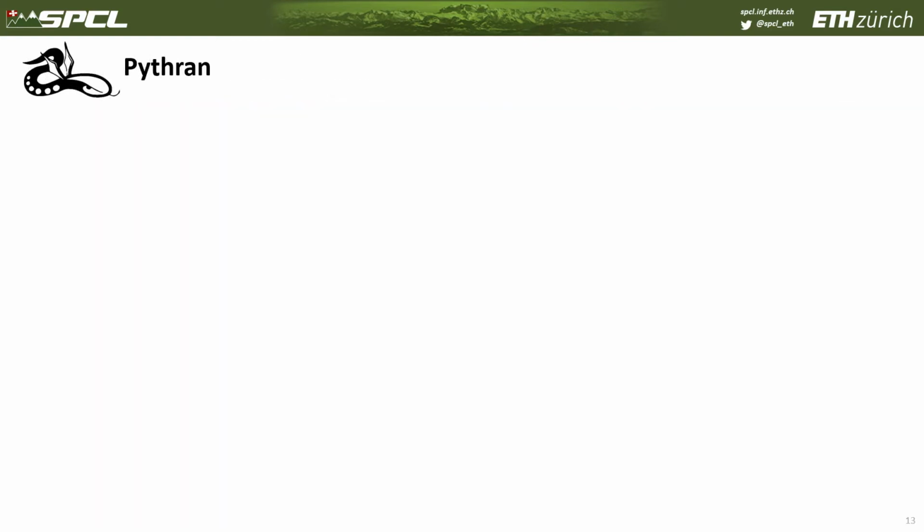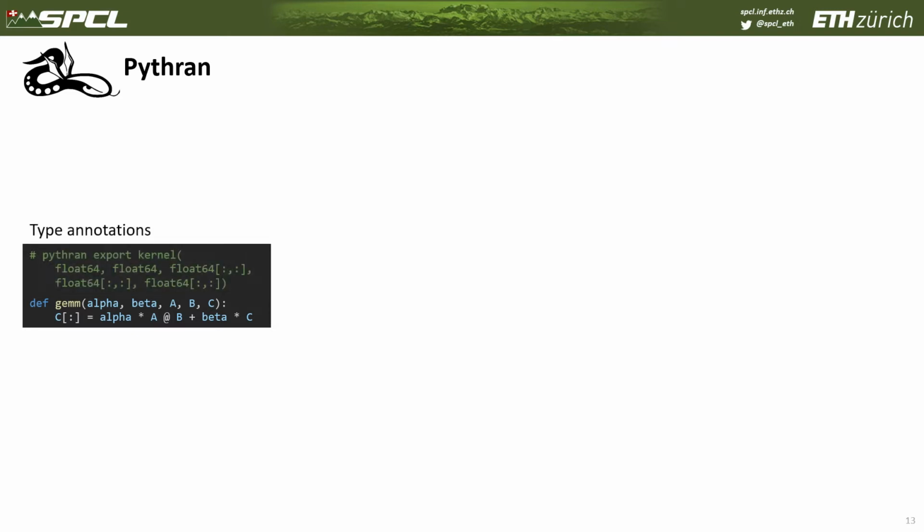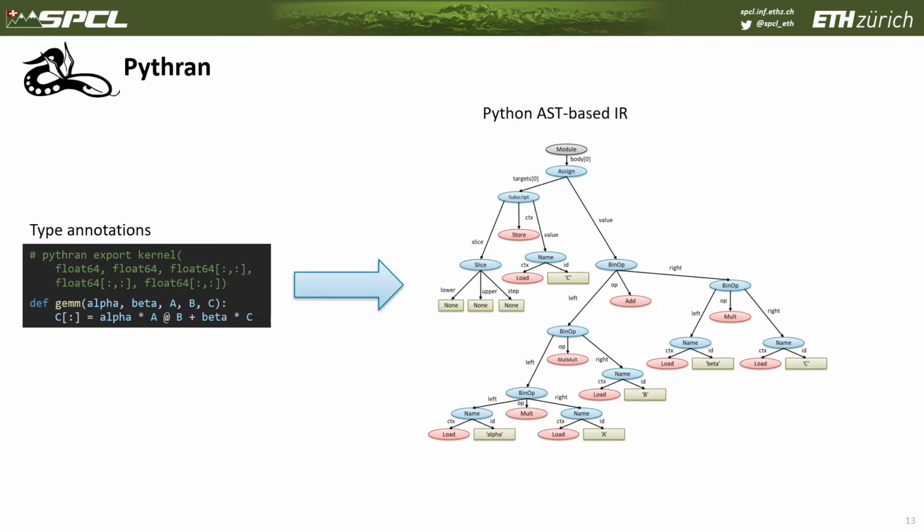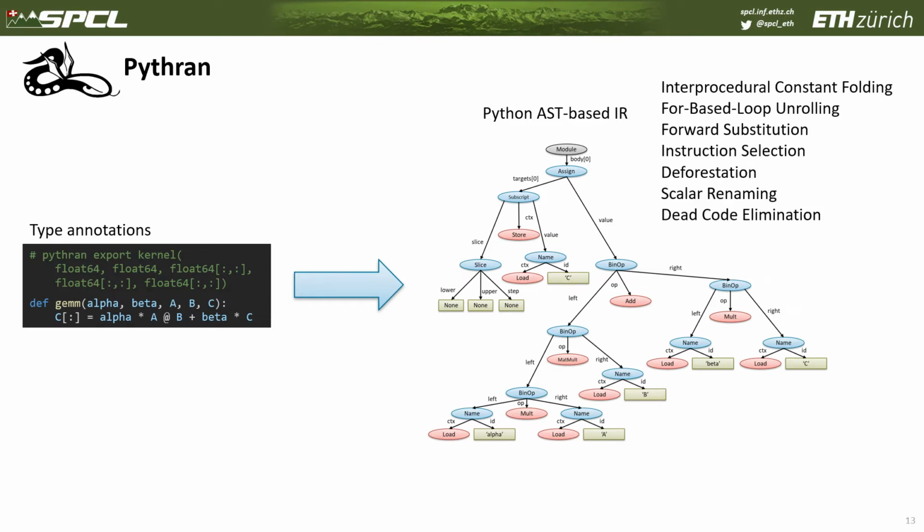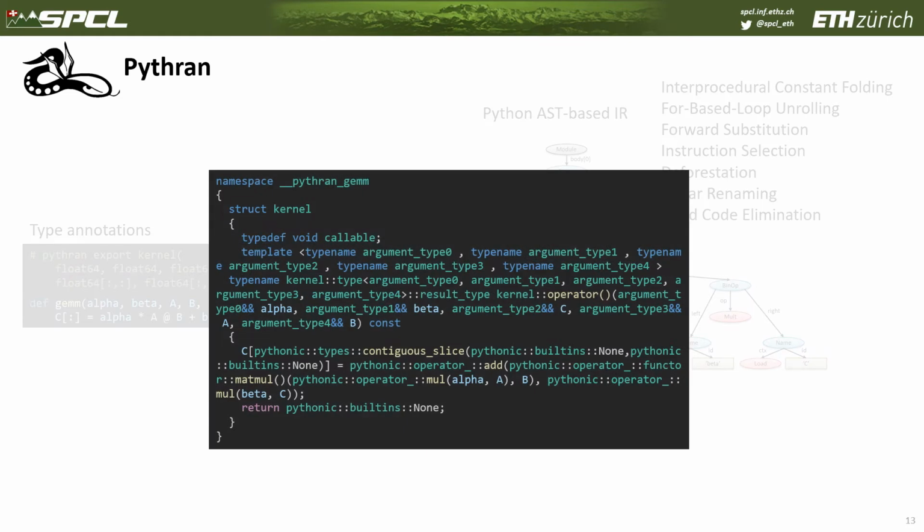We start with Pythran, which is a static compiler for a subset of the Python language, including support for NumPy arrays and routines. To optimize the method with Pythran, we can optionally annotate the data types of the method's arguments. Pythran will then convert the method to an intermediate representation that is based on Python ASTs and apply on this IR an assortment of optimizations, for example, constant folding, for loop unrolling, forward substitution, and others. Finally, Pythran will output templated C++ code that we can convert to a shared library file by compiling it with our favorite C compiler.